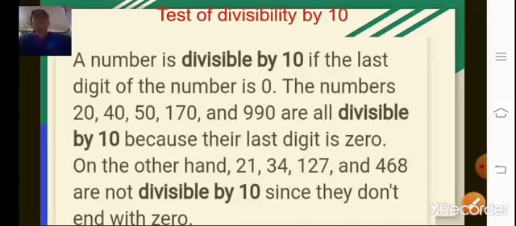Now test of divisibility by 10. It is very simple. A number is divisible by 10 if the last digit of the number is 0. The numbers 20, 40, 50, in all these numbers the last digit is 0. So we can say that all these numbers are divisible by 10. On the other hand, 21, 34, 127. Here the number in the units place is not 0. So it is not divisible by 10.